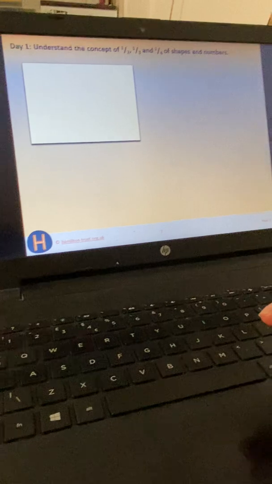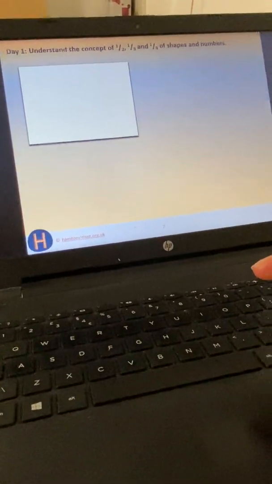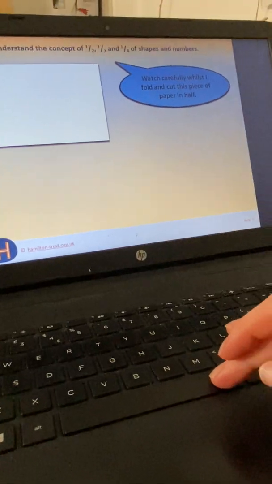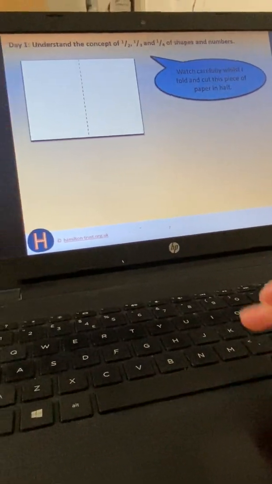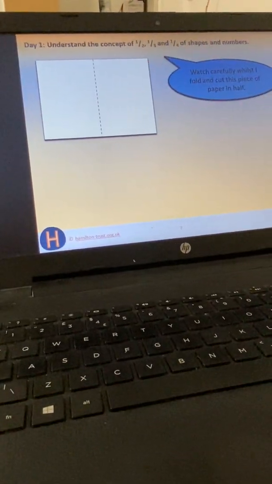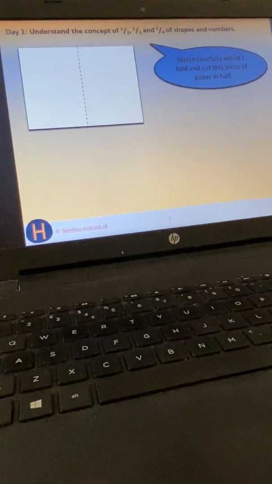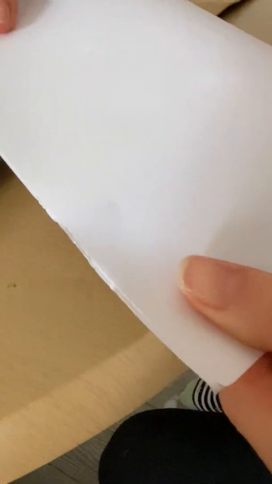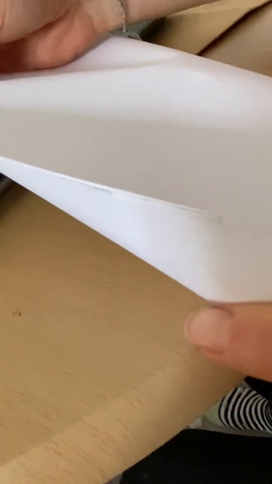And possibly get 2 or 3 pieces, okay? Now once you've got that, I'd like you to watch carefully whilst I fold and cut this piece of paper in half. Literally, I'll show you. You get a piece of paper like this. A4 sheet of paper, can be a scrap bit of paper, and you fold it in half. Make sure the halves are right against each other like that, so it is officially a half, okay? That is important that those two match.